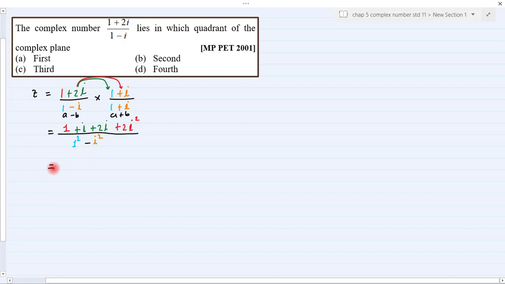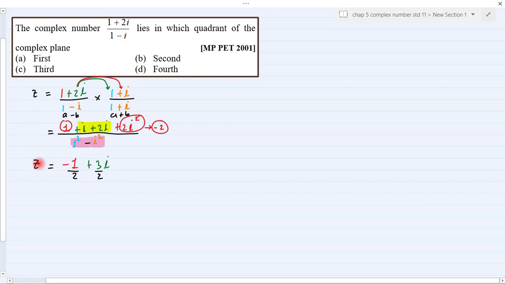In further simplification, we can say this 2i square will become minus 2. So, this minus 2 plus 1 will give us minus 1. And this i plus 2i will become 3i. Now, in denominator, we will get 1 plus 1, or we can say 2. So, let's give individual denominator.